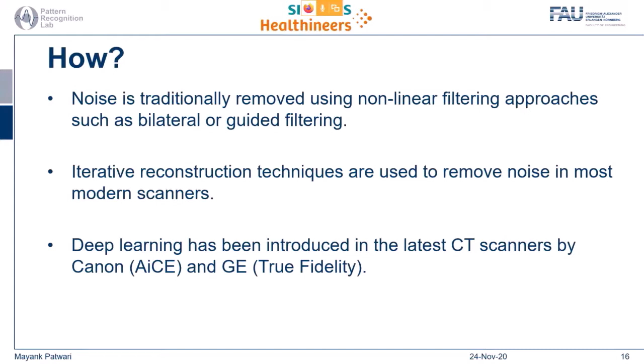However, the most experimental techniques are by Canon and GE. They've gotten deep learning in their scanners. How does it work? Well, nobody knows. That's why it's in their scanners.